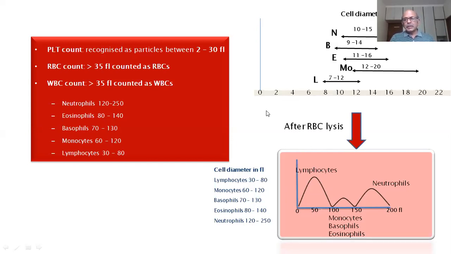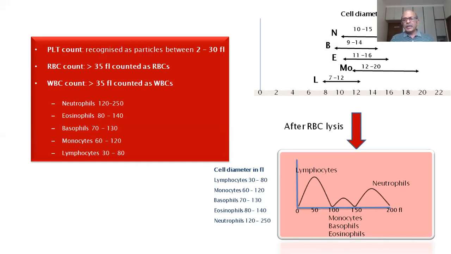That is because under the influence of the lysing solution, most of the cytoplasm is lost. So what in reality is counted is the size of the nucleus of the cell. And the nucleus of the neutrophil is the largest nucleus, and hence it is counted as the largest cell. So all cells which have a nucleus between 0 to 100 femtoliter are counted as lymphocytes.